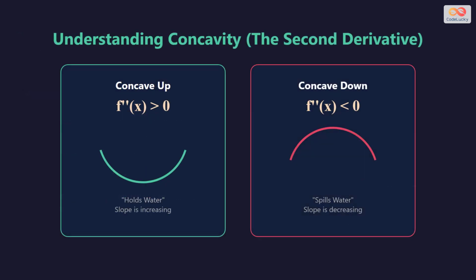To classify these points, we use the second derivative, which measures concavity. Think of concavity as the shape of a spoon. If the curve opens upwards like a smile, it holds water and the second derivative is positive. If it opens downwards like a frown, it spills water and the second derivative is negative.